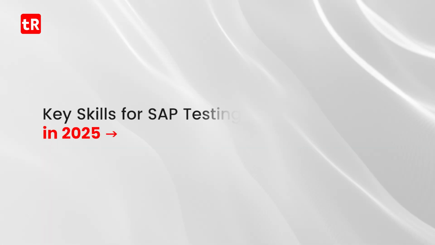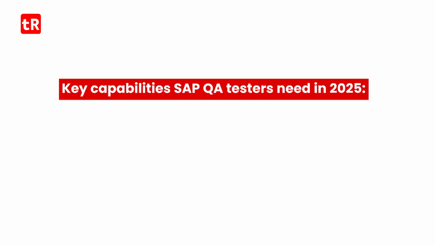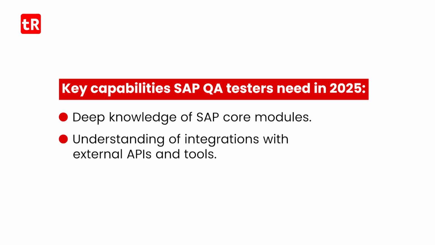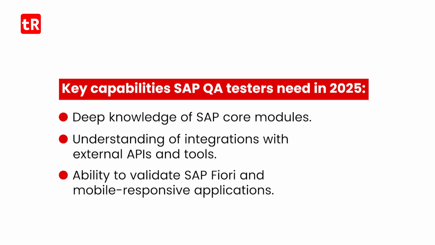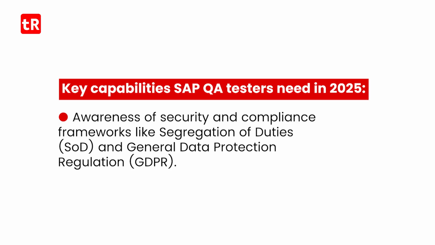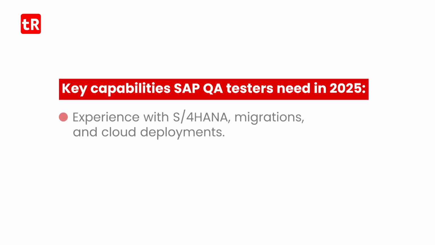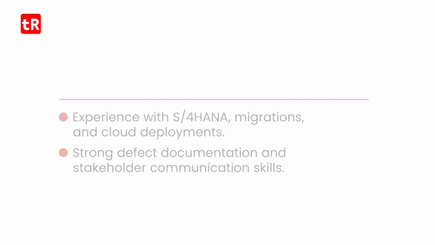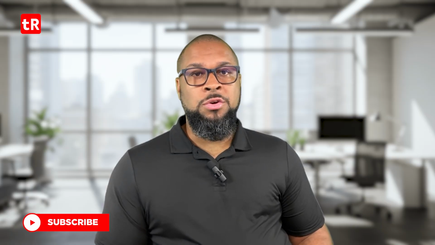Now for the bread and butter. Let's talk about skills. Key capabilities SAP QA testers need in 2025 include deep knowledge of SAP core modules, understanding of integrations with external APIs and tools, ability to validate SAP Fiori and mobile responsive applications, awareness of security and compliance frameworks like segregation of duties and General Data Protection Regulation, experience with S/4HANA migrations and cloud deployments, strong defect documentation, and stakeholder communication skills. And these skills aren't just a nice to have, they're a must have for a modern SAP QA career.